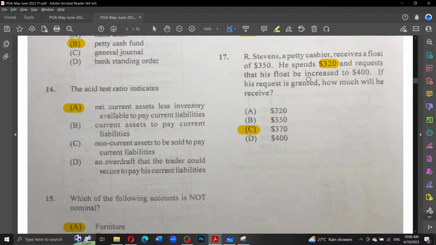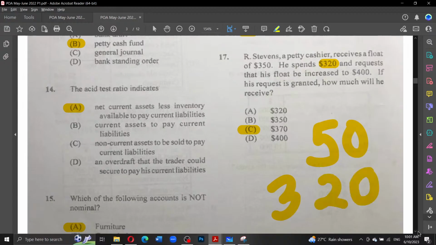But since he asked for the float to be increased, as in he doesn't want 350 anymore, but he wants 400, they have to give him the 320 that he spent and the additional $50. So this additional $50 will increase the float from 350 to 400. So we have 50 there, and then he actually spent 320. So 50 plus 320 will give you 370. I hope that's better.